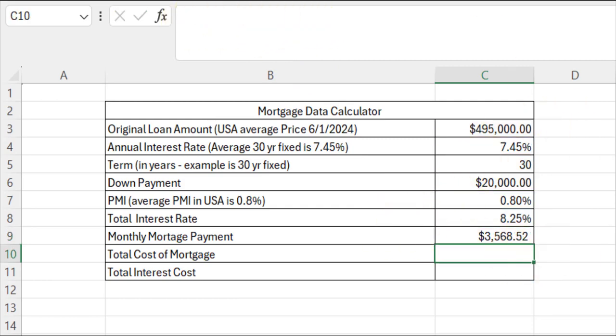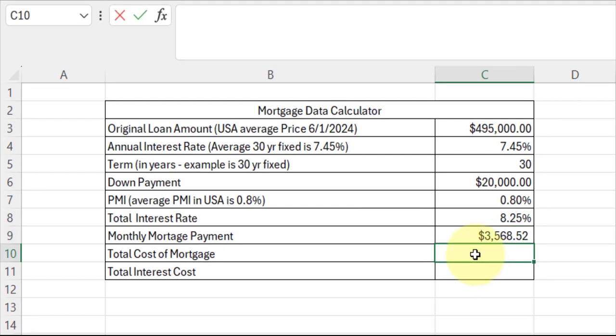Now, the total cost of the mortgage, let's do this. Equals the payment times the term, which is right here, and then times how many months in the year. So 12, or you could say times 360, same thing.